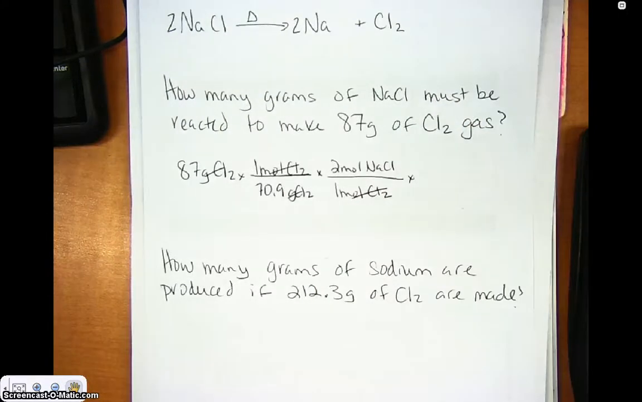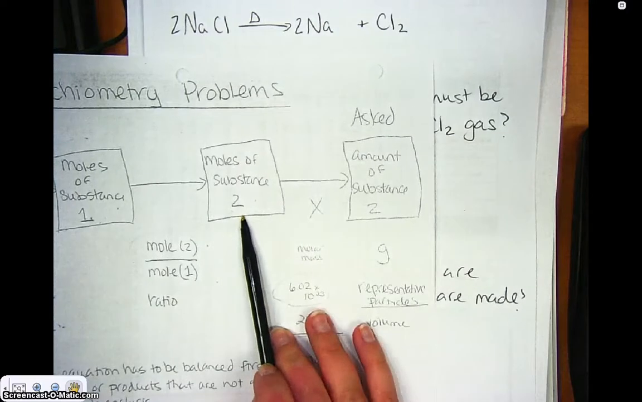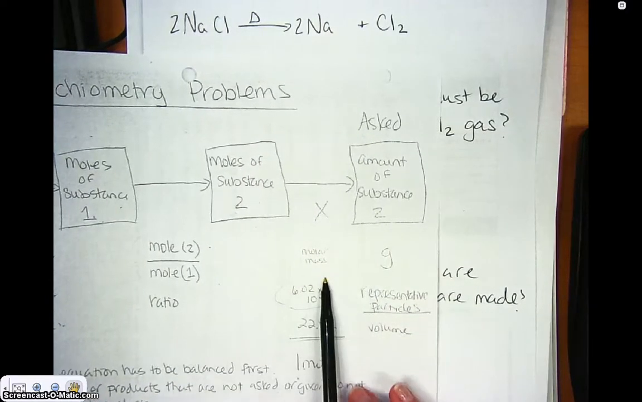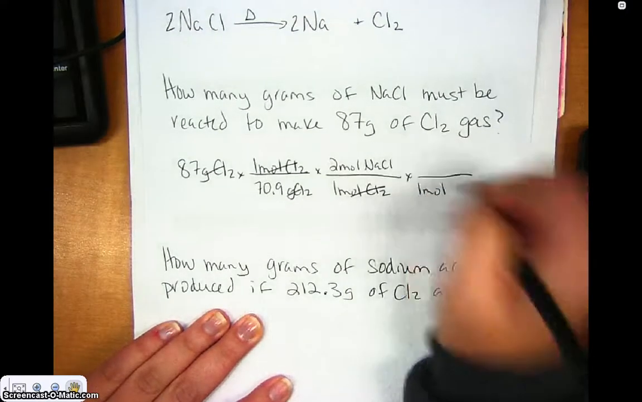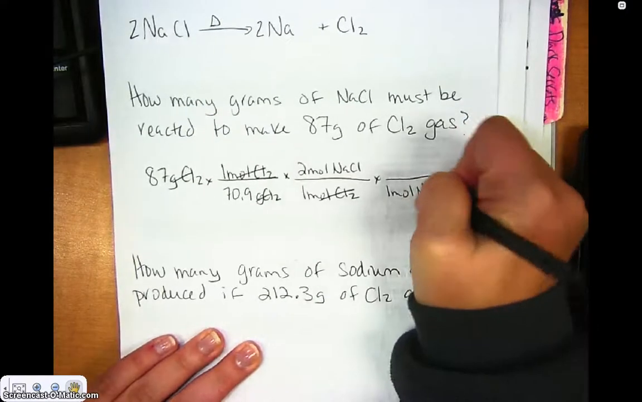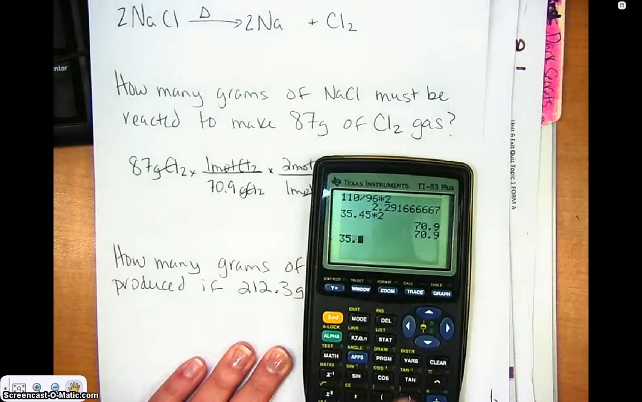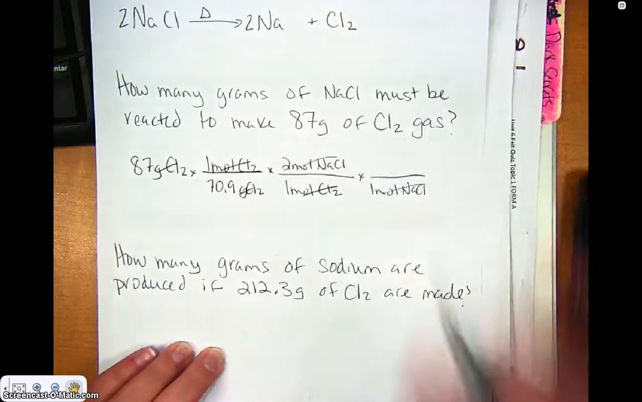The last step is to go from moles of sodium chloride, which is what I'm asked for, to grams of that substance by multiplying by the molar mass. So we're going to put 1 mole on the bottom for sodium chloride, so this will cancel. Then I just need to figure out the mass of 1 mole. So 1 chlorine atom plus 1 sodium, sodium's 23, gives me 58.45 grams of sodium chloride.